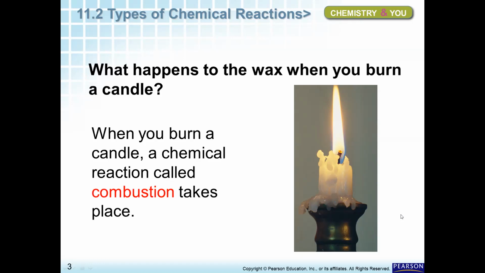So it's not melting. Melting is a side effect of the reaction because of the heat that is produced. And again, melting is not a chemical reaction, as you know.